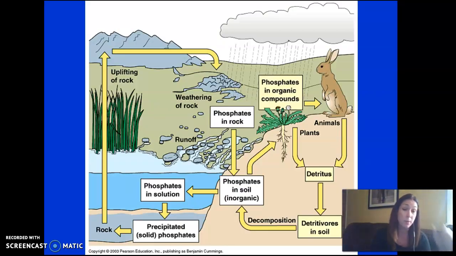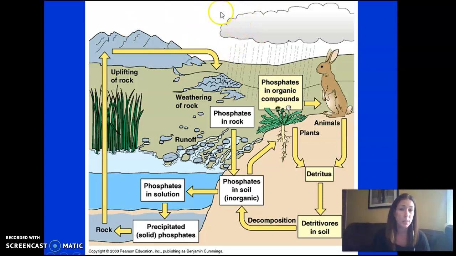This is a diagram of the phosphorus cycle. One thing I want you to notice is that there's no section up here in the atmosphere. In our carbon and our nitrogen cycles, we will start in the atmosphere because that's an important key reservoir for those nutrients. But for phosphorus, there is no gas phase.